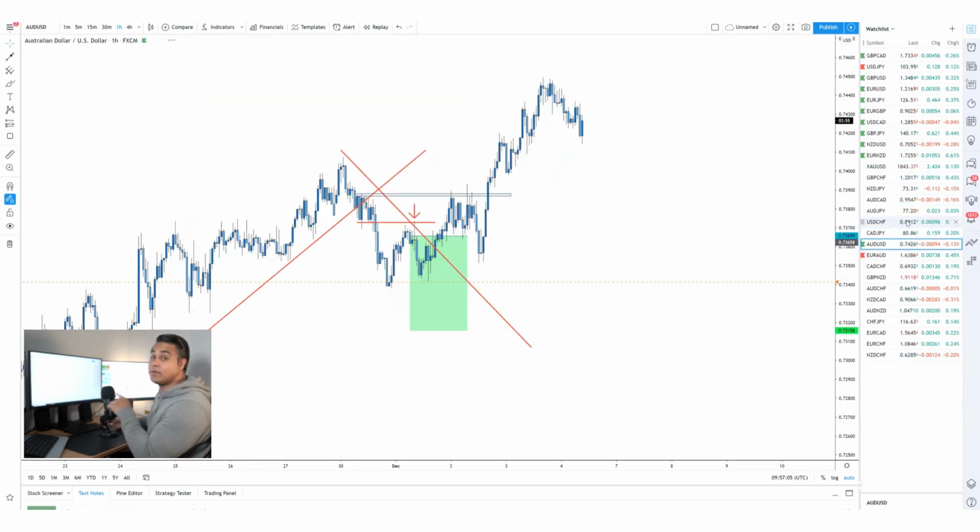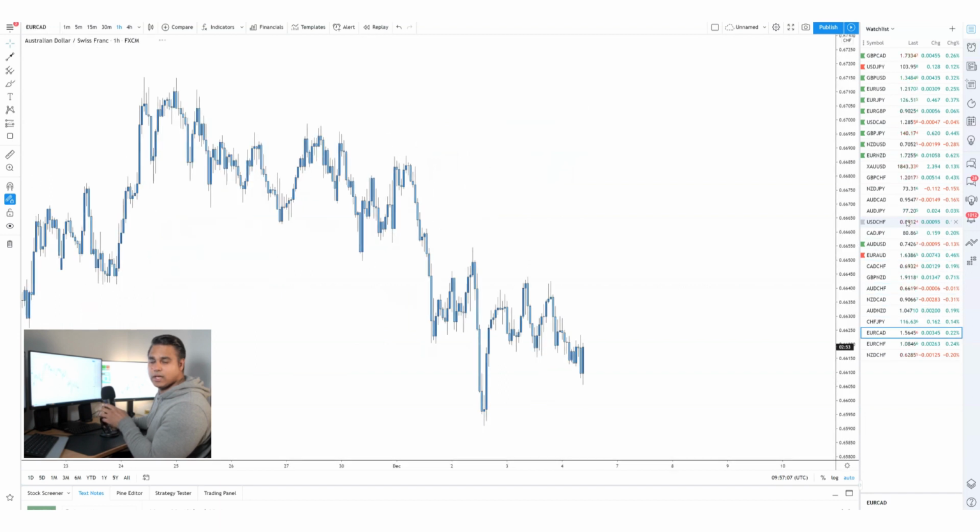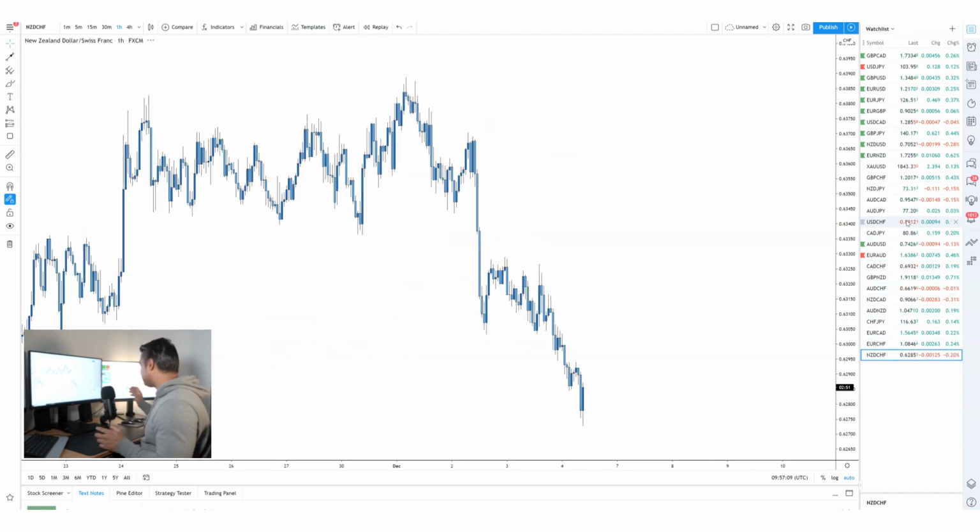And I'm going to make sure that the screen's on, even though I'm looking at you, so that you can see what we're doing here. Up, down, up, down. Okay. Oh man. All right, New Zealand dollar, Swiss franc.